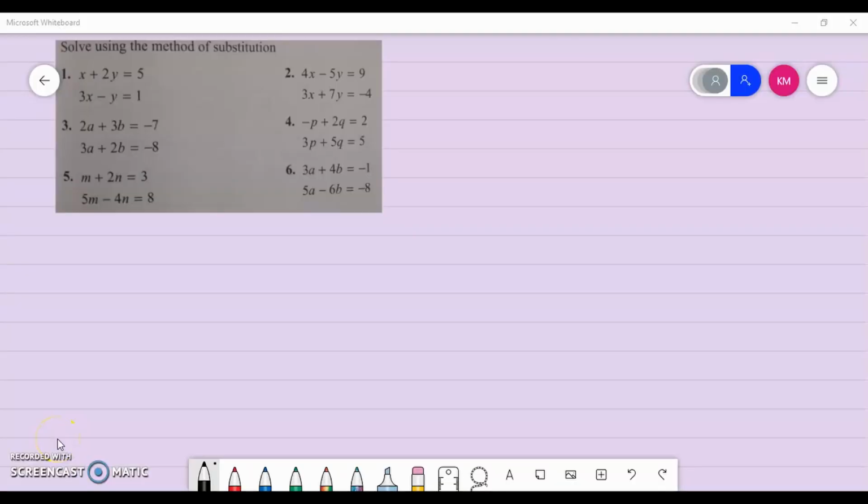To another one of my sessions. In this session, we will be solving some simultaneous equations using the method of substitution. So let's look at my first one. I have x plus 2y is equal to 5 and 3x take away y is equal to 1.